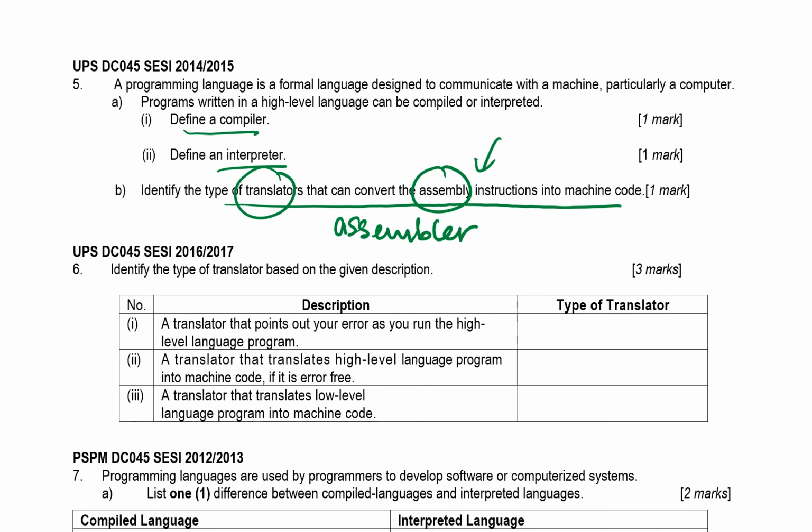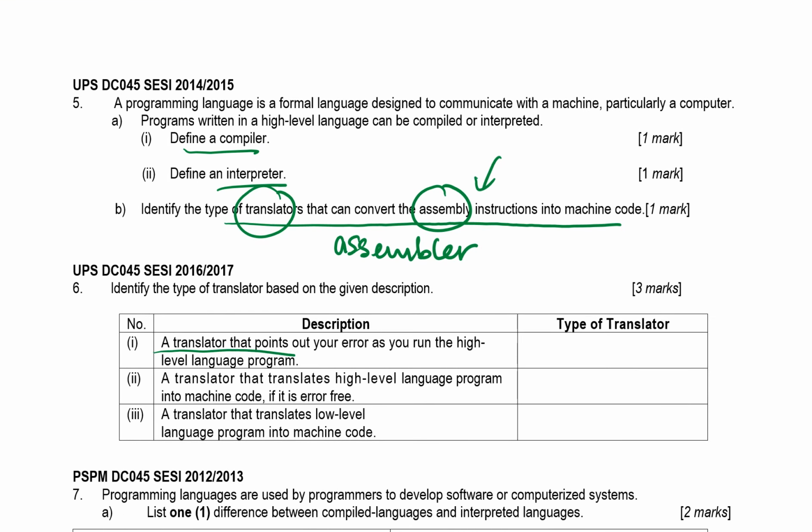Okay, next for question number 6. A translator that points out your error as you run the high level language program. Of course, this one is interpreter, because it will convert the language that you wrote in high level language line by line. If the translator detects an error, then it will stop. You have to correct it.